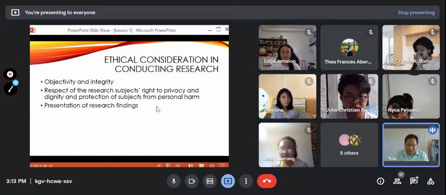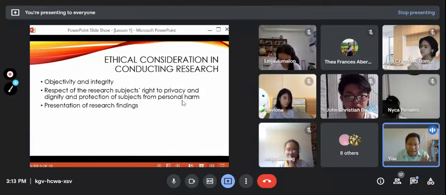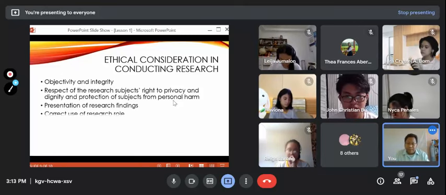Second, presentation of research findings. In relation as well to objectivity and integrity, we must make sure that the findings we present are free of any bias and prejudice. As much as possible, we should not be influenced by anybody by the time we present our research data. The correct use of research role.